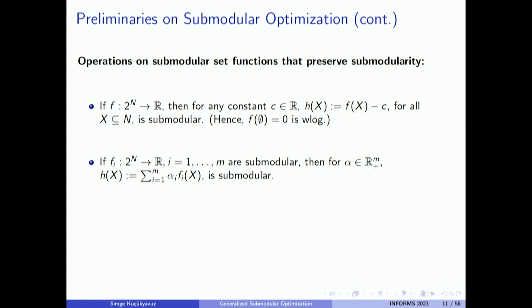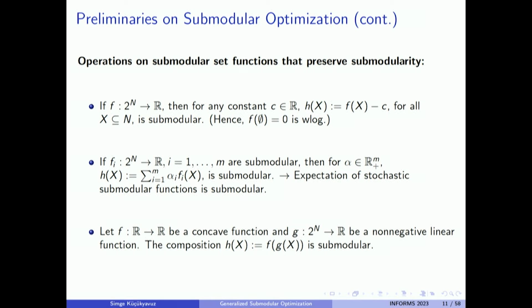So if we have multiple submodular functions fi, and you can think of these i as some sort of scenario, some possibility of what your actual function might look like, with probabilities alpha i, let's say. So if I take the expected value in some sense, then that will be a submodular function as well. So any non-negative weight combinations of submodular functions are submodular. Again, the expectation of stochastic submodular functions will be a submodular function as well.